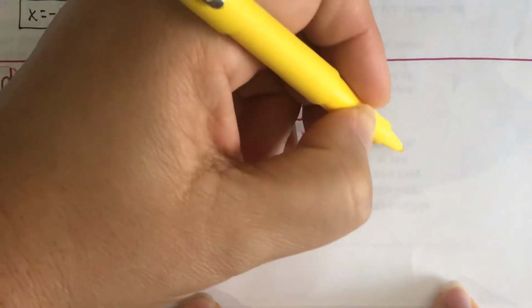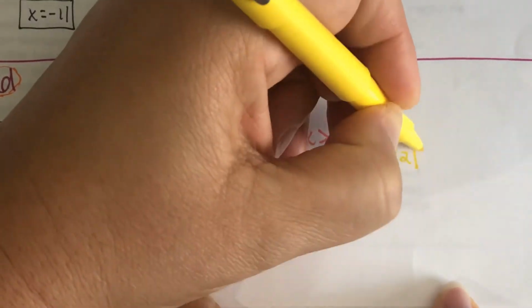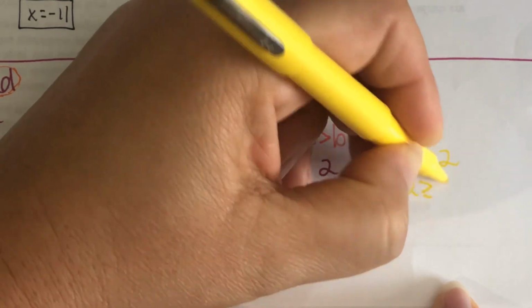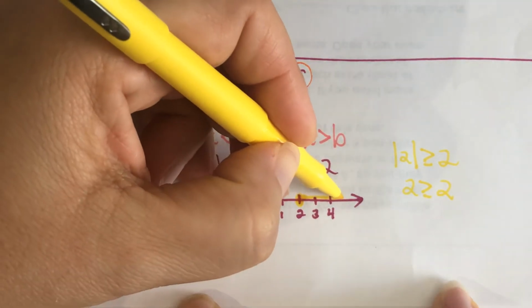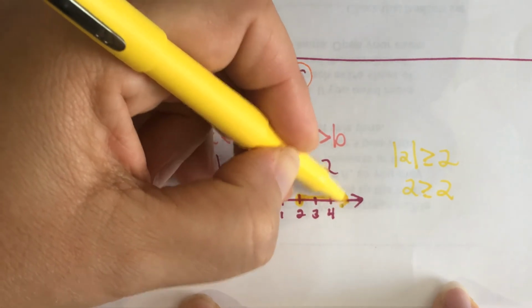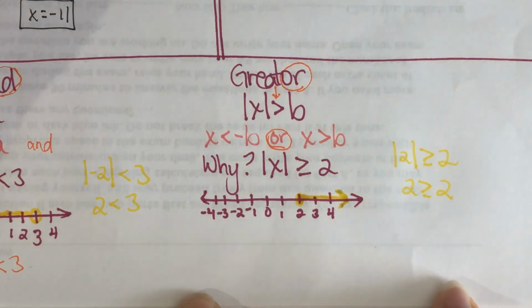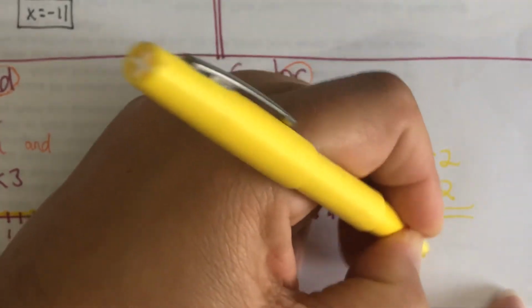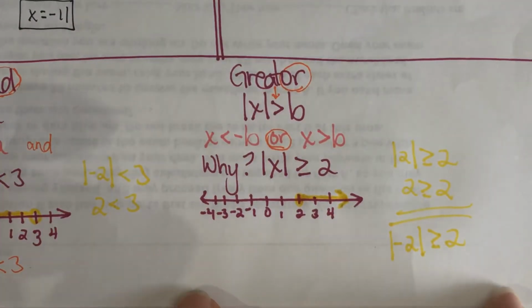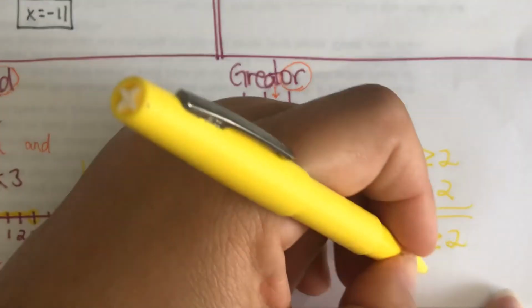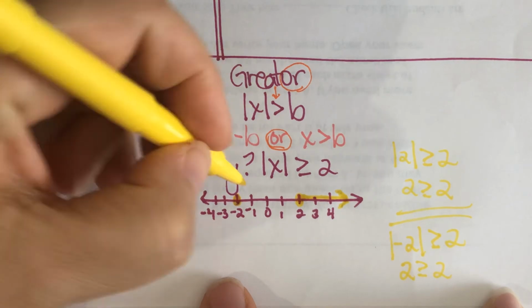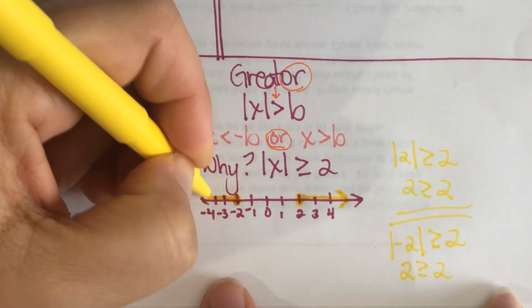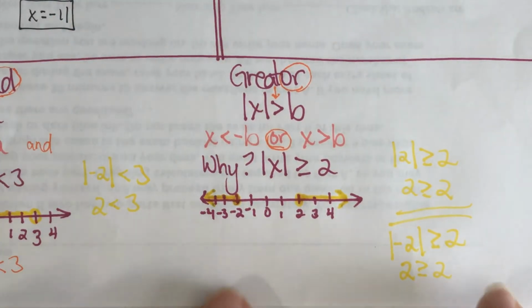If I plug in a 2 here, this works. Absolute value of 2, that's a true statement, okay? I can plug in a 3, I can plug in a 4, I can plug in a 5, I can plug in anything bigger than 2. I can also plug in a -2 because the absolute value of -2 is 2, and that is also greater than or equal to 2. I can also plug in a -3 and a -4 and a -5 and so on going this way.